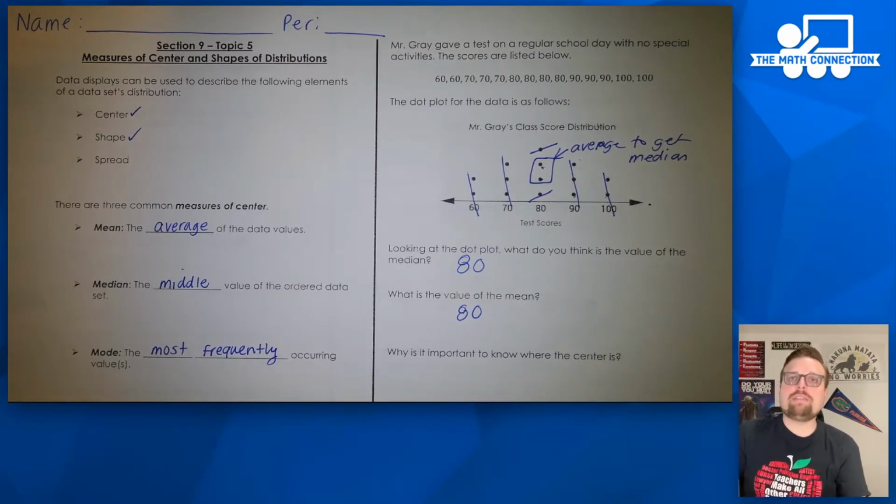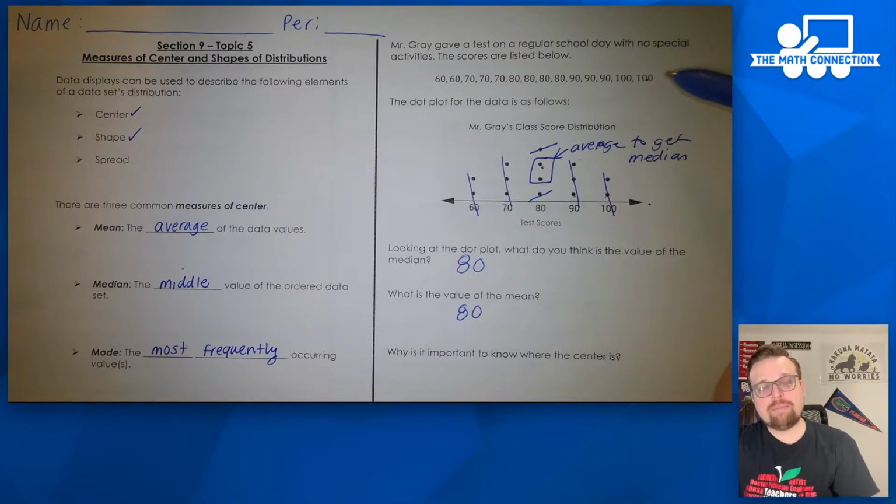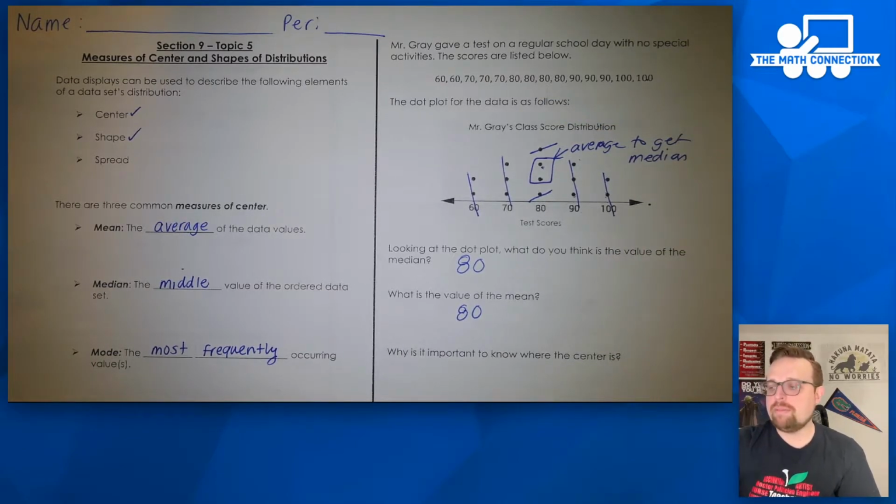Another way you could have done this was to prove it by going back to the data set, adding up all the values, and then dividing by the number of points there are, and you would end up with the same value.